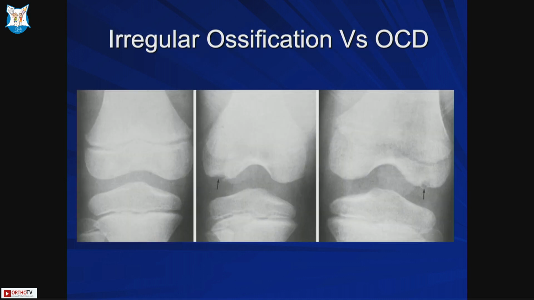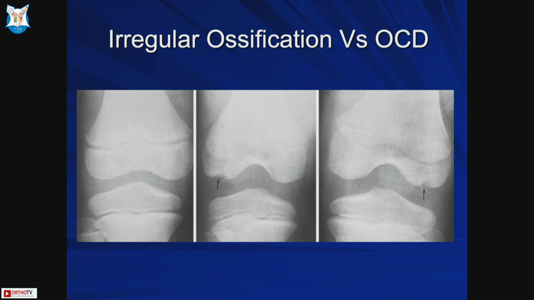Irregular ossification versus OCD. This is something that I see so frequently. Patients are referred because they are diagnosed as OCD. Less than 8 years of age, it's not OCD, okay? It is irregular ossification. So OCD, there have been MRI studies done. Less than 8 years of age, it is irregular ossification.